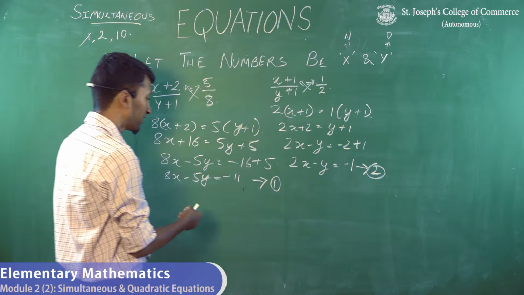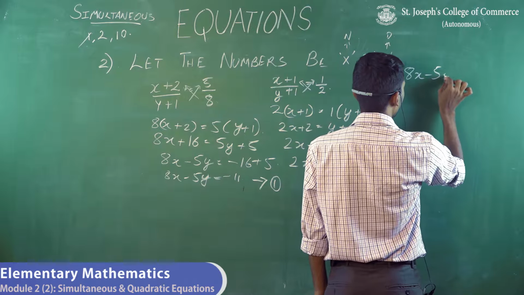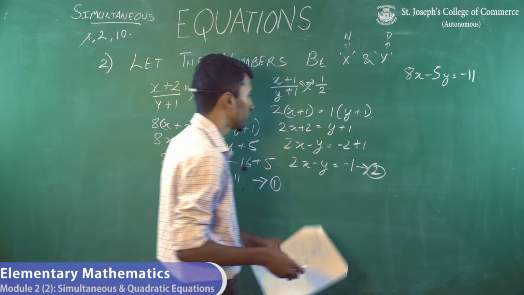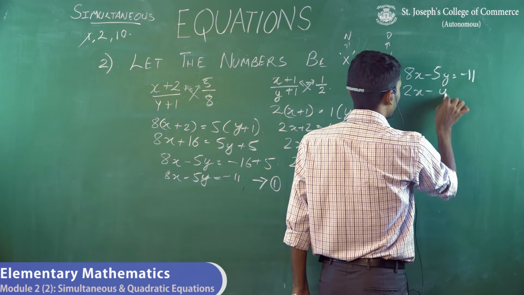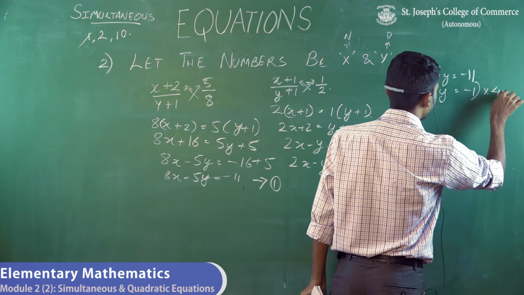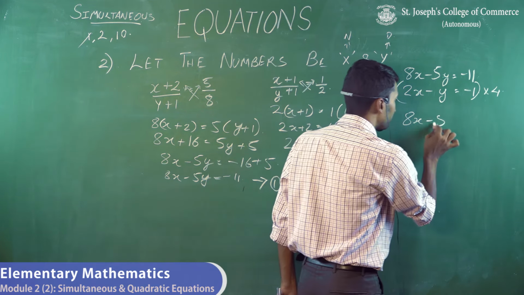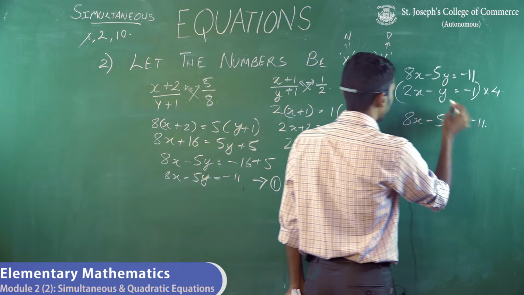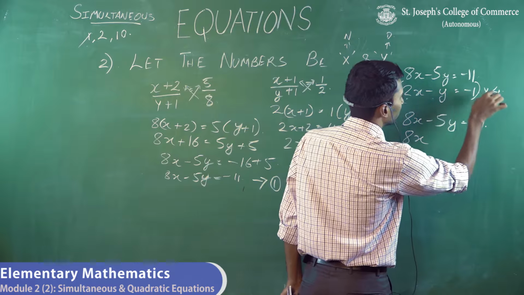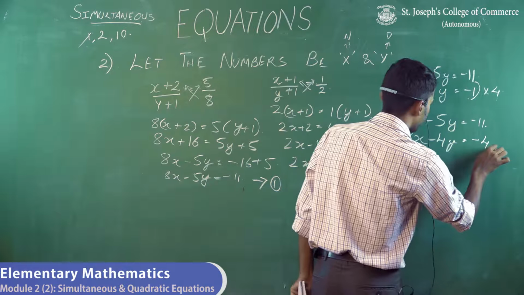So it is 8x minus 5y is equal to minus 11, and 2x minus y is equal to minus 1. Over here, I'm going to multiply the second equation by 4 so that I can cancel out the x variable. So 8x minus 5y is equal to minus 11. 2x into 4 will give me 8x, minus y into 4 will give me minus 4y, and minus 1 into 4 will give me minus 4.